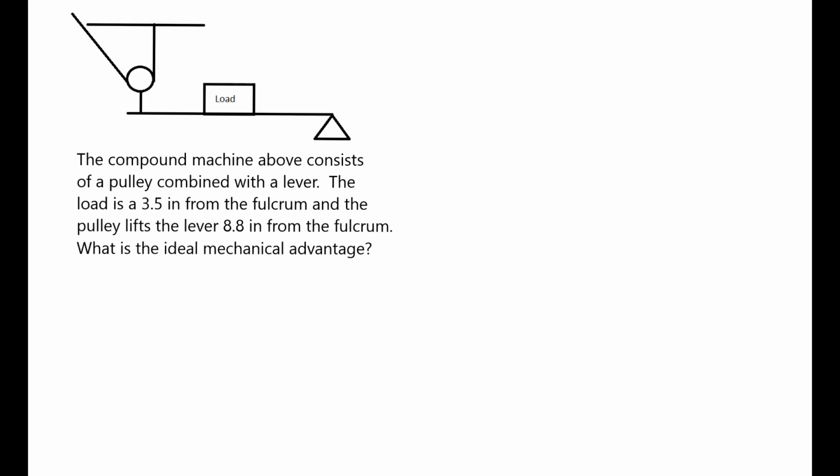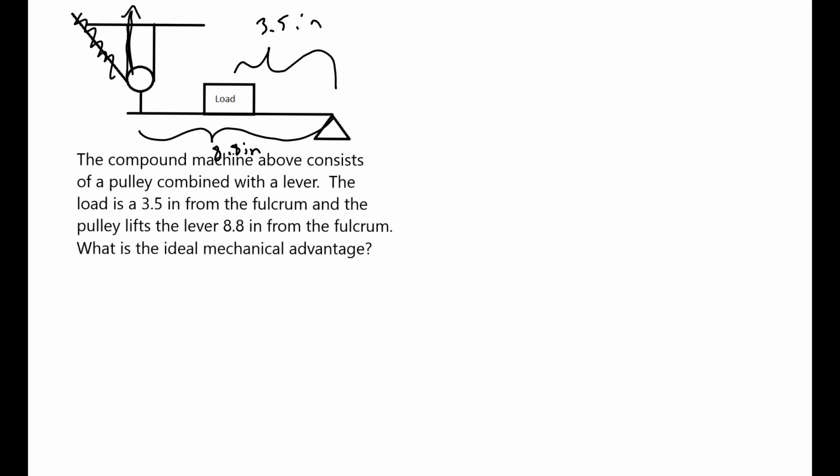First thing about this problem is that this pulley should be straight up, not over like that, because if it's at an angle like that, it ends up changing the mechanical advantage. Alright, the compound machine above consists of a pulley combined with a lever. The load is 3.5 inches from the fulcrum. So this would be 3.5 inches. And the pulley lifts the lever 8.8 inches from the fulcrum. What is the ideal mechanical advantage?